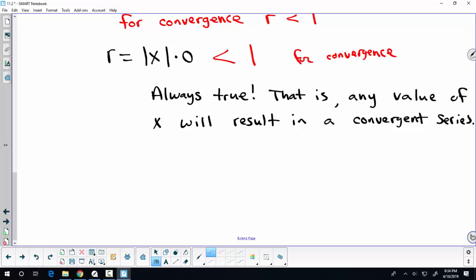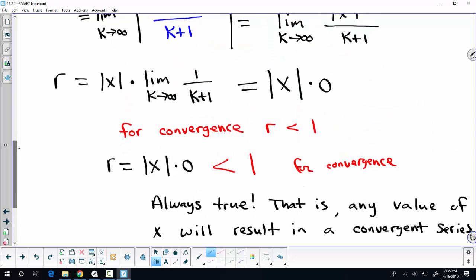Does that necessitate that it converges absolutely? Yeah, right, because we looked at the absolute value. So what we're saying is that this series converges absolutely for all values of x, which means it converges for all values of x. Remember, absolute convergence implies convergence.